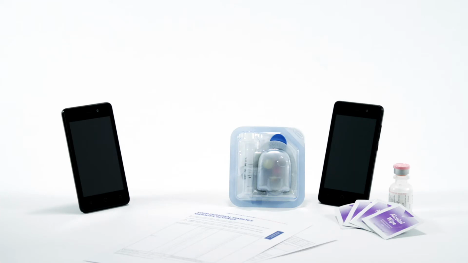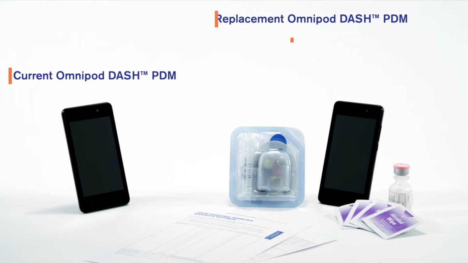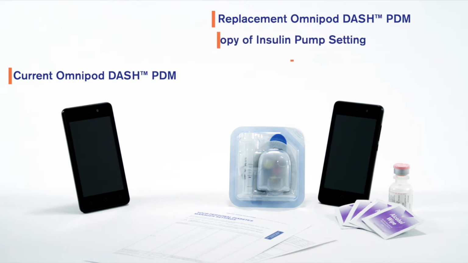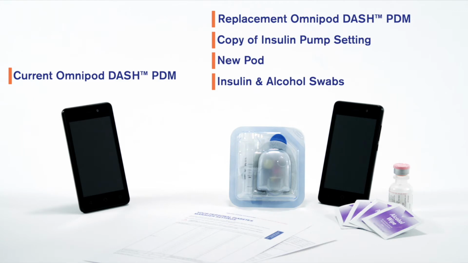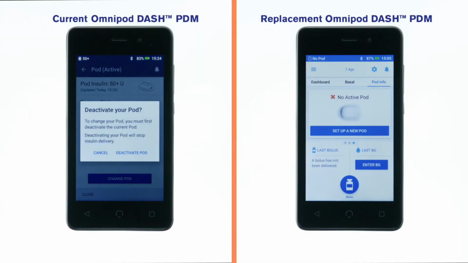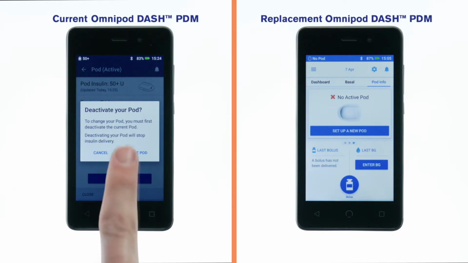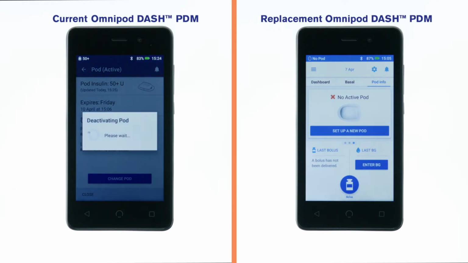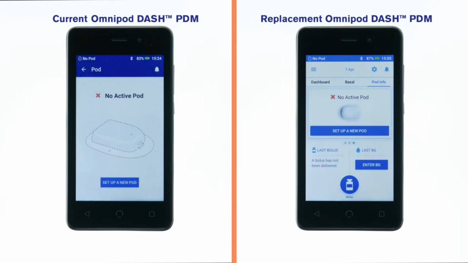Before you set up your replacement Omnipod-PDM, please gather the following items: your Omnipod-PDM currently in use, your replacement Omnipod-PDM, a copy of your insulin pump settings, a new pod, insulin and alcohol swabs. When you have set up your replacement Omnipod-PDM, you will need to deactivate the pod from your Omnipod-PDM currently in use. You will then need to activate a new pod with your replacement Omnipod-PDM.